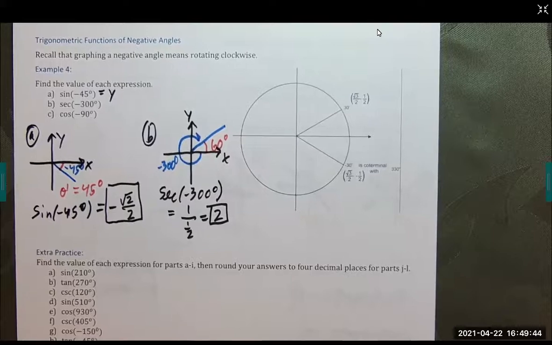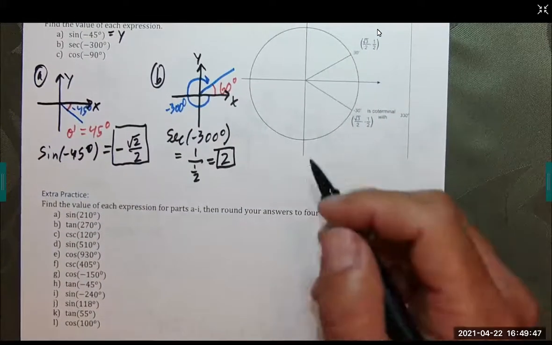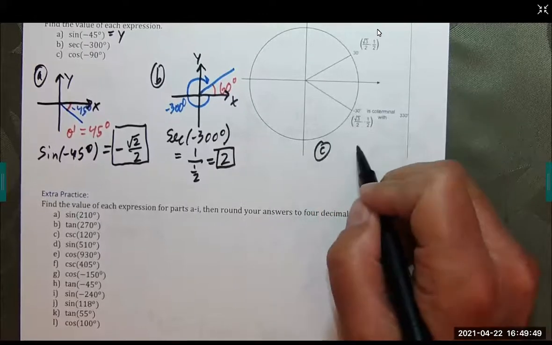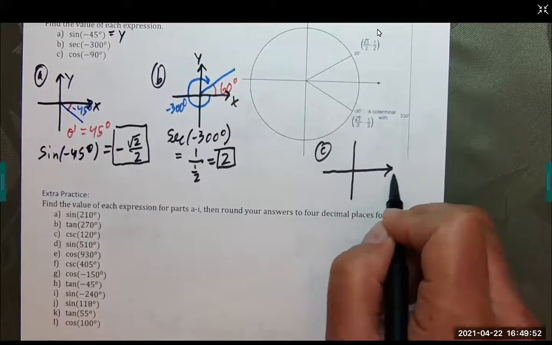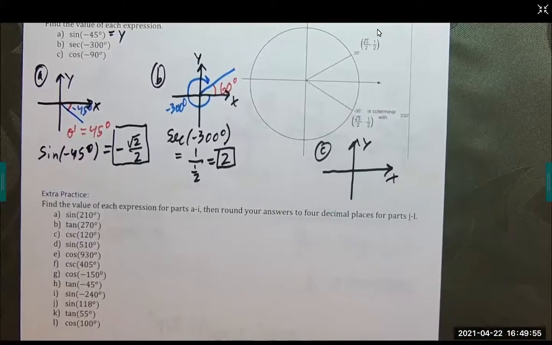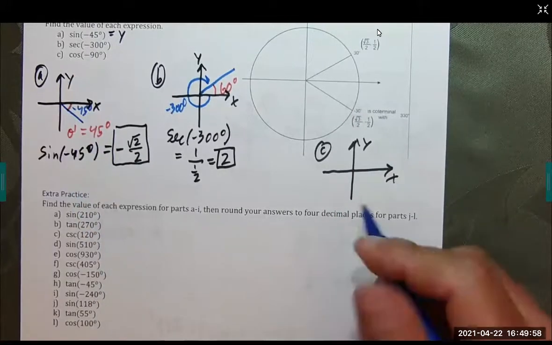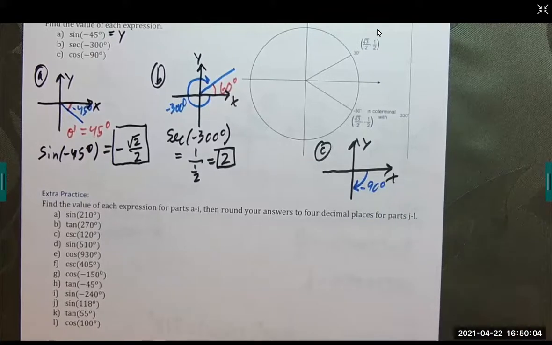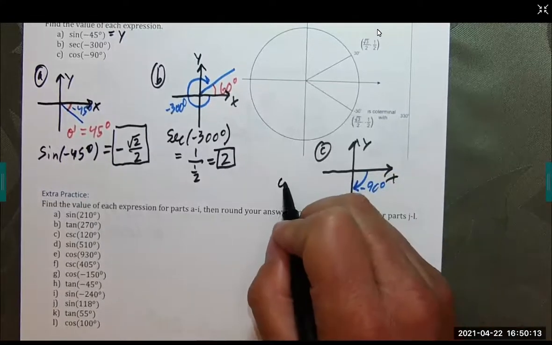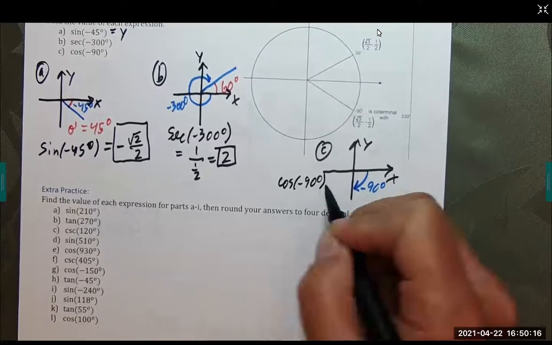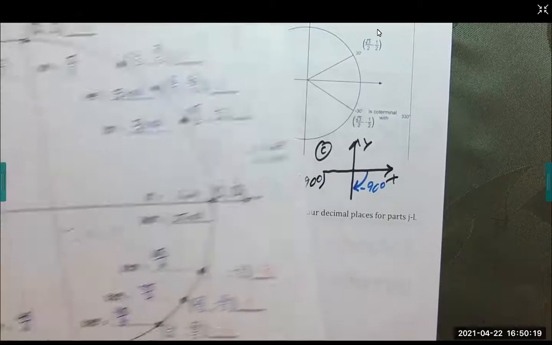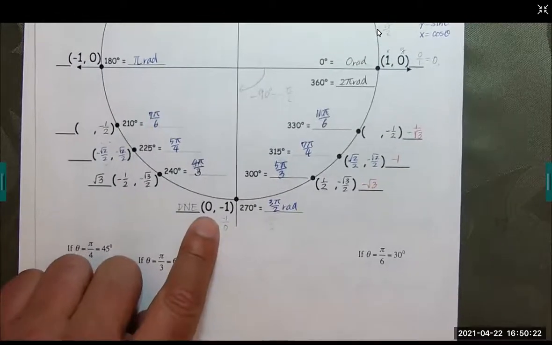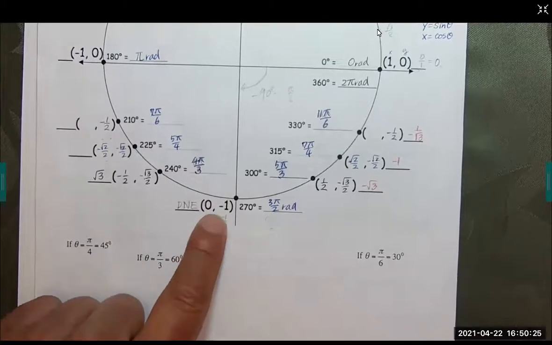Part C is negative 90 degrees. That is right here. Well, on my unit circle, and by the way, they're looking for cosine of negative 90 degrees. Well, negative 90 degrees is down here. And if you remember, cosine is x. So what's the x coordinate down at this point? 0.